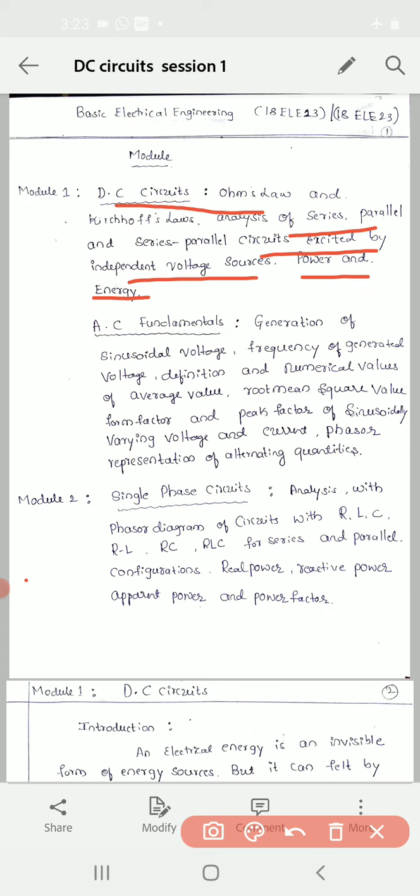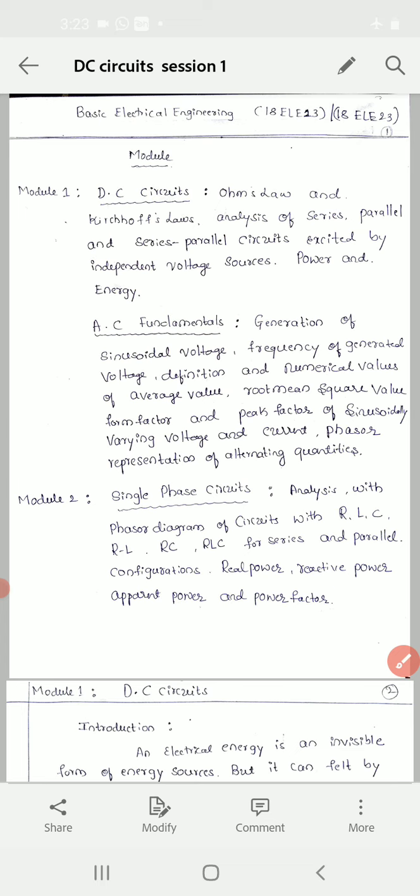Then the second chapter in module 1, AC fundamentals. In AC fundamentals you learn about the generation of sinusoidal voltage, frequency of generated voltage, and definition and numerical values of average value, root mean square value, form factor and peak factor of sinusoidal varying voltage and current, then phasor representation of alternating quantities. Okay, this is your first module. There are two chapters: first one DC circuits and second one AC fundamentals.